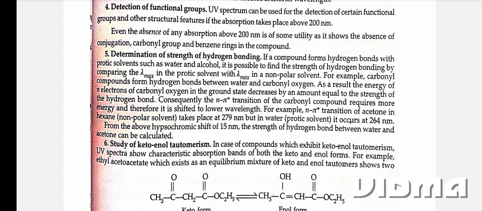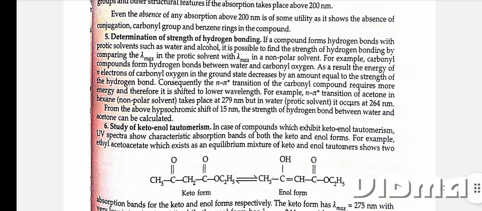If a compound forms hydrogen bonds with protic solvents such as water and alcohol, it is possible to find the strength of hydrogen bonding by comparing the lambda maximum in the protic solvent with lambda maximum in a non-polar solvent. For example, carbonyl compounds form hydrogen bonds between water and carbonyl oxygen. As a result, the energy of n electrons of carbonyl oxygen in the ground state decreases by an amount equal to the strength of the hydrogen bond.